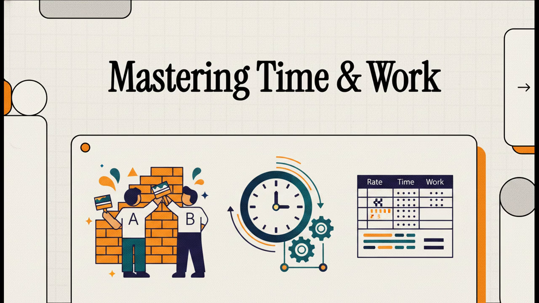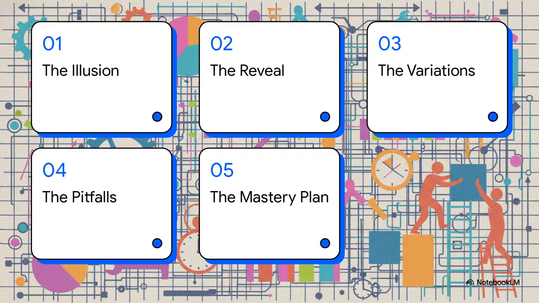Today, we aren't just going to learn how to solve time and work problems, we're going to absolutely conquer them. We're stripping away the complex algebra and handing you a mechanical, fail-proof system. We've got a super clear roadmap for you today. We're going to hit the illusion, the reveal, the variations, the pitfalls, and finally wrap up with the mastery plan. Let's get right to it.